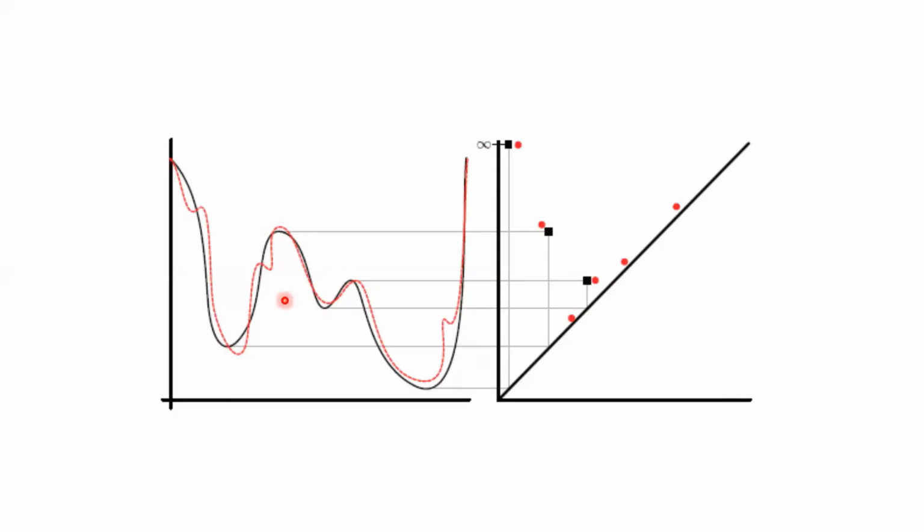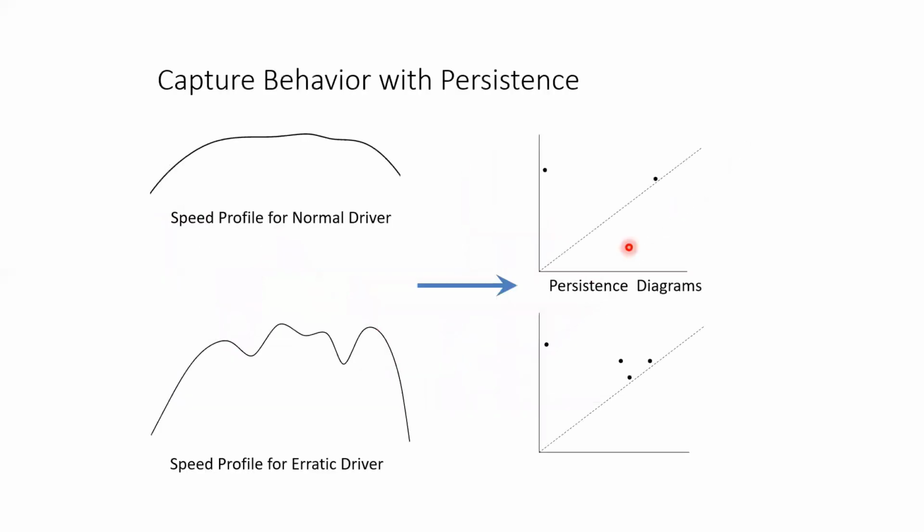And we see that if you have two functions, one in black and one in red, then this pairing of local minima and maxima is going to be similar in terms of the bottleneck distance. So here are the two features that we get, right? This is the speed profile of a normal driver. Again, we turn it into a persistence diagram by pairing local minima and local maxima. And this is the profile of an erratic driver, by pairing local minima and local maxima. And then again, we see that the diagrams are different.